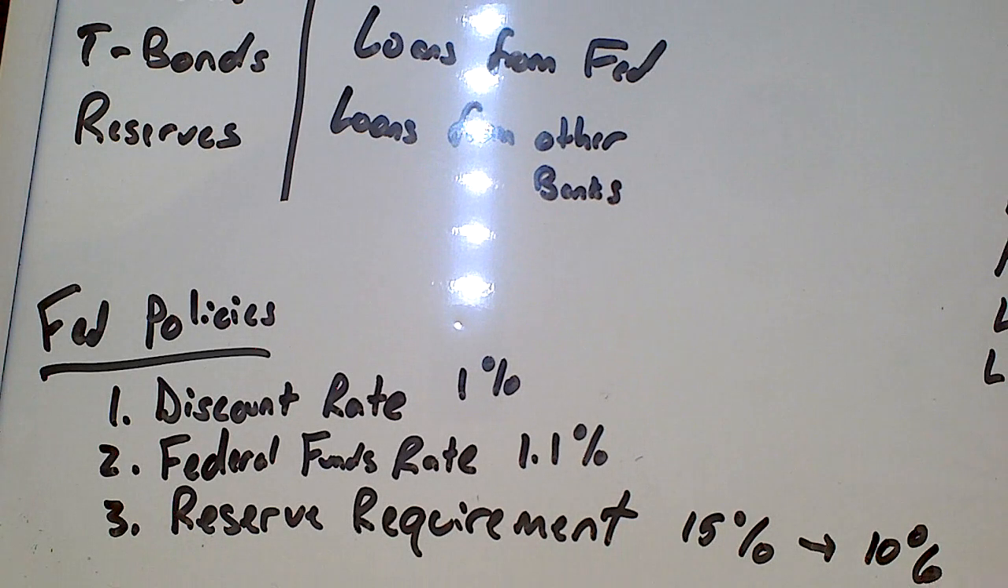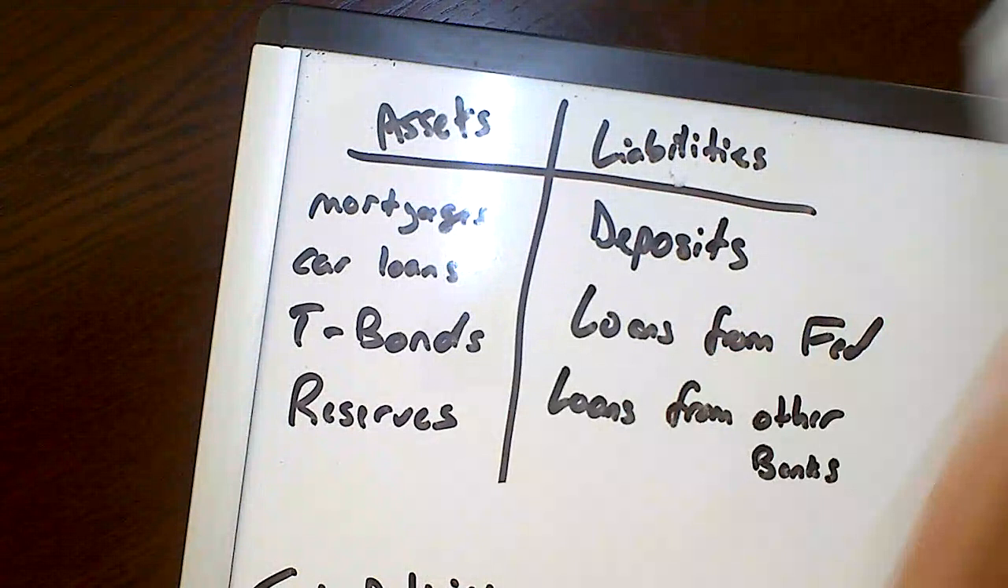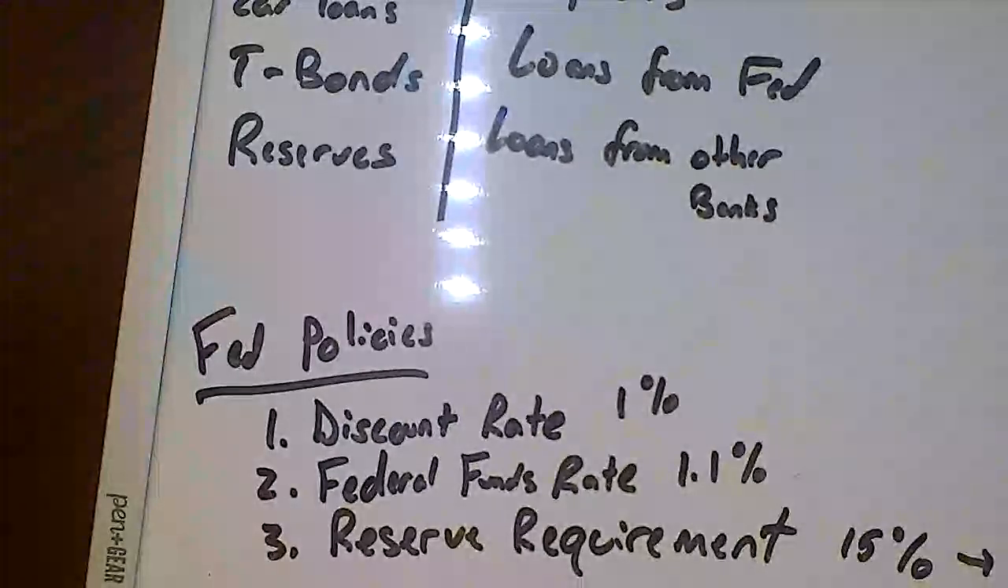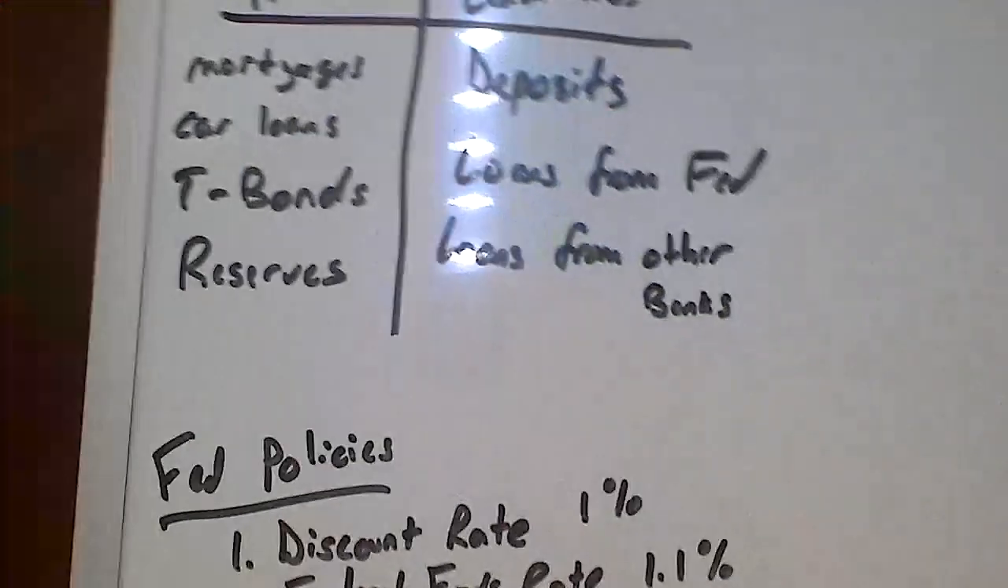And in theory, that kind of change should increase the number of mortgages and car loans that are being made, which should stimulate the economy. Or the opposite would be true if we changed it from 15% to, let's say, 20%. That would require banks to hold more money in reserves. They could do less lending, and so that would slow down a superheated economy.